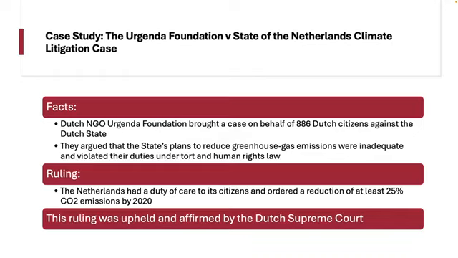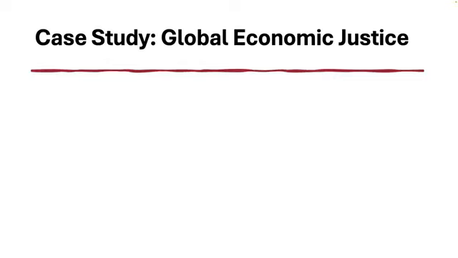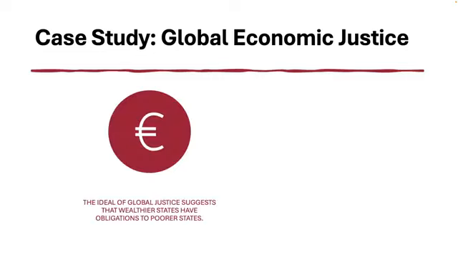But for now, I just want to very quickly read a little bit about the idea of global economic justice as a potential case study. So fundamentally, the idea of global justice suggests that wealthier states have obligations towards poorer states, or to poorer populations, and that this can be accentuated through things like development assistance, by things like fairness in the international economic order.